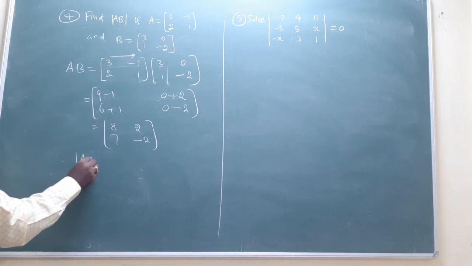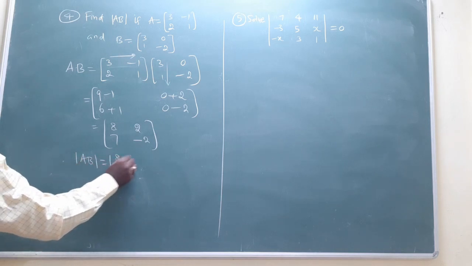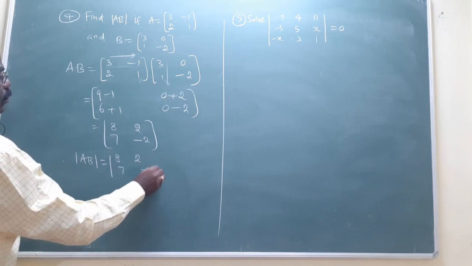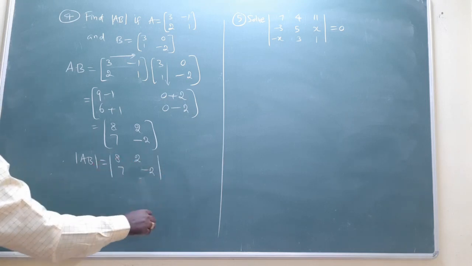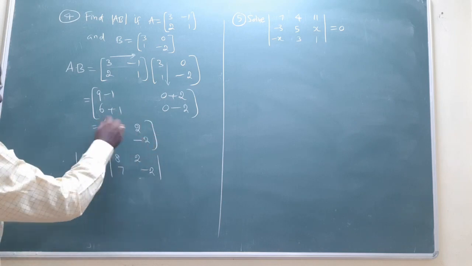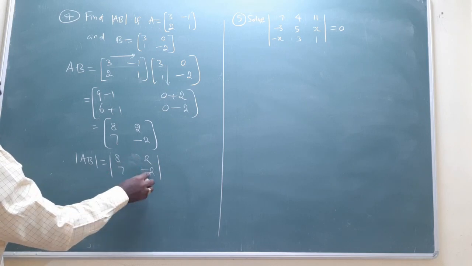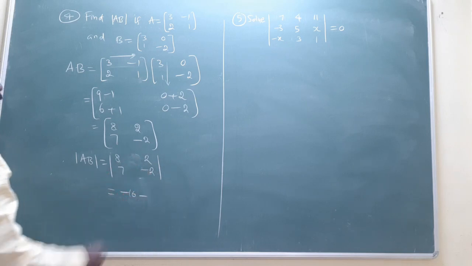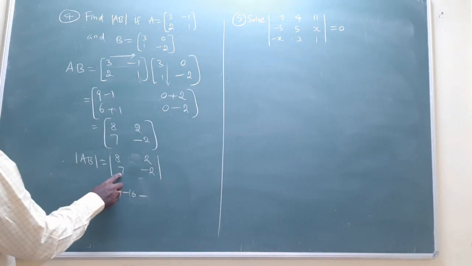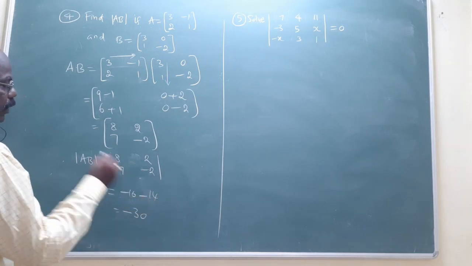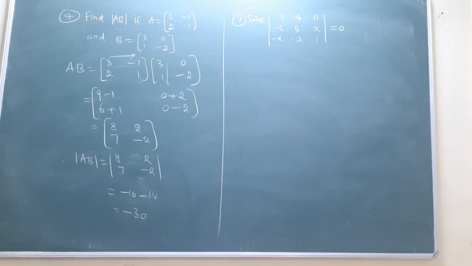Now, the determinant of AB has to be found. Determinant: 8, 2, 7, minus 2. Here put the second line. This is called the matrix. This is called the determinant. Now multiply 8 into minus 2, minus 6. Formula again into minus, 7 to 14. Adding, minus 30. This is the answer. This second question is very important.